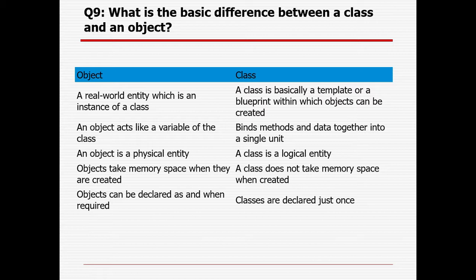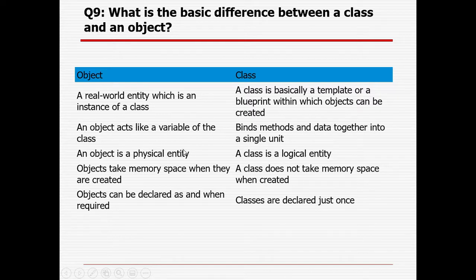What is the basic difference between a class and an object? So an object is a real world entity which is an instance of the class, whereas a class is basically a template or a blueprint from which objects can be created, right? Or a class is a group of similar kinds of objects, right? An object acts like a variable of the class, whereas a class binds methods and data together into a single unit. An object is a physical entity, whereas a class is a logical entity. In real time there is no such existence of the class.